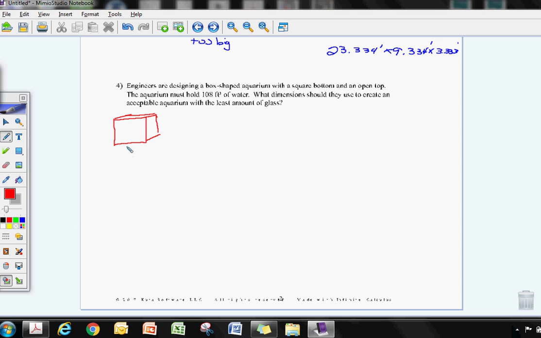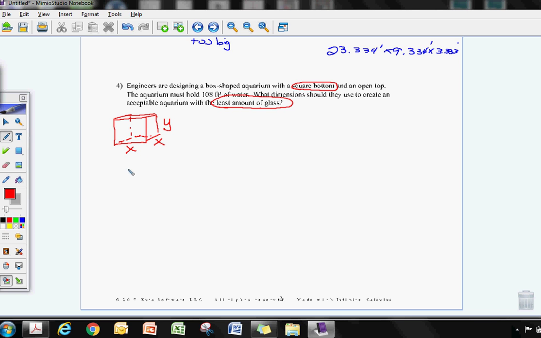Now, they said that the base of this box is going to be a square. So I know that this is an X and this is an X, but they never said the height. It's never said it was a cube. They only said that the square is on the bottom. So that's why I have X and X here, but a different value going up for the height. It wants me to minimize the amount of glass being used.